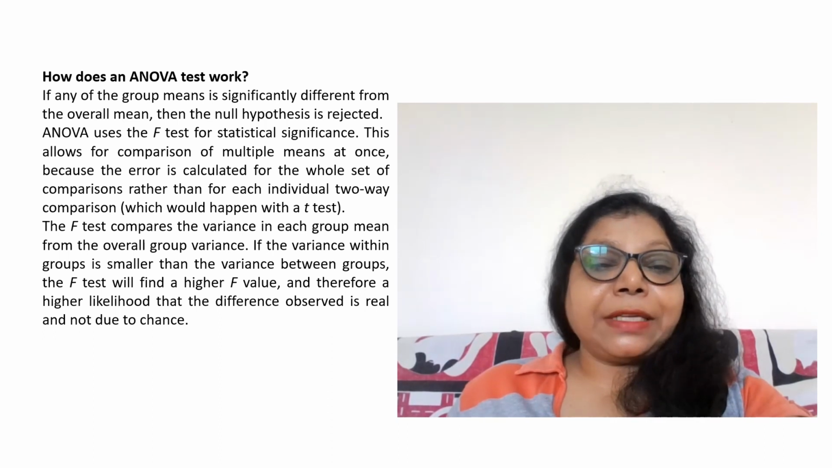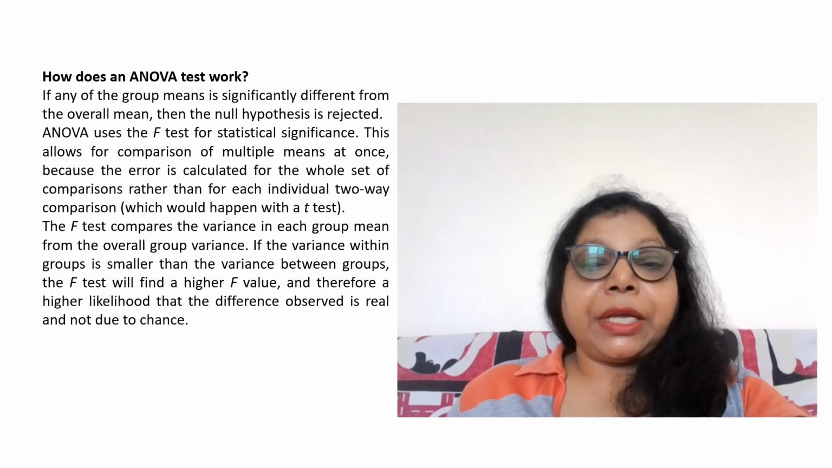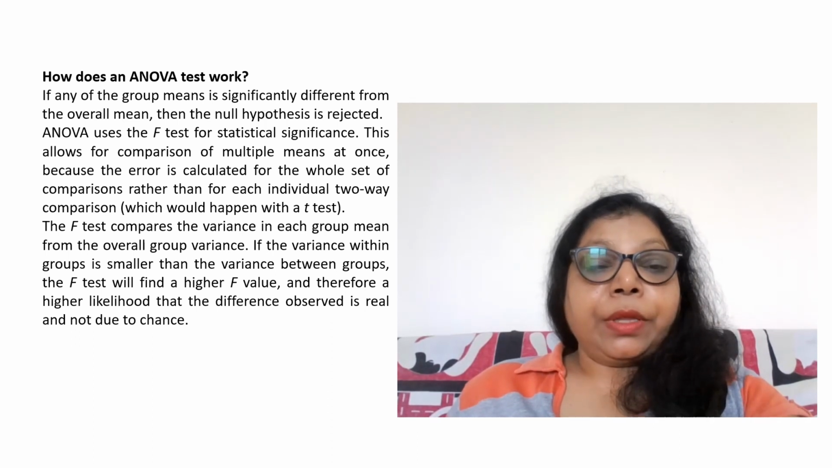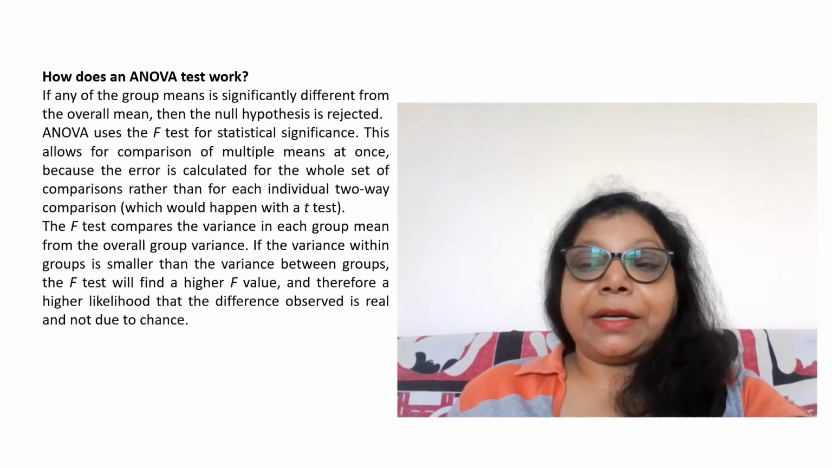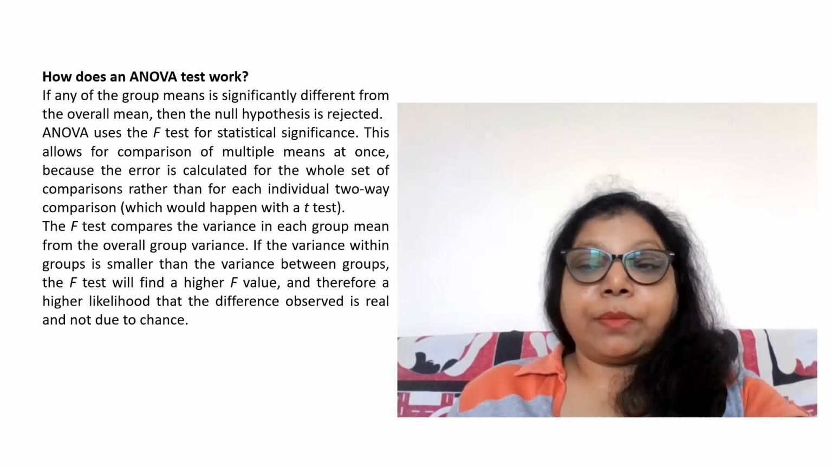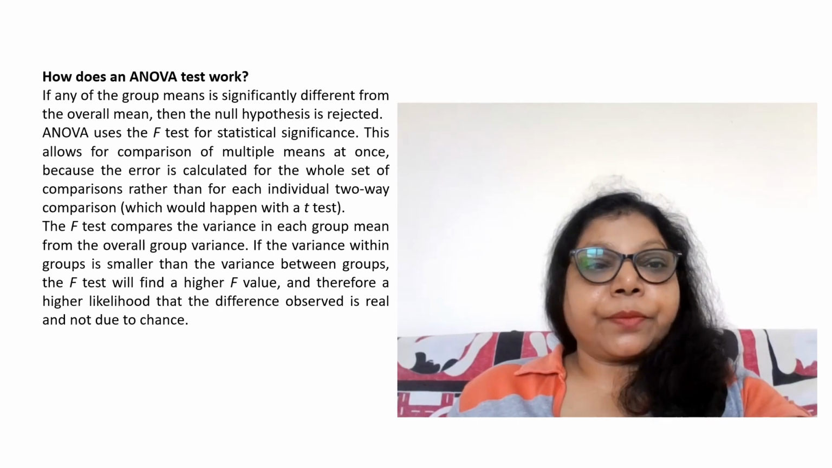The F-test compares the variance in each group mean to the overall group variance. If the variance within the groups is smaller than the variance between the groups, the F-test will find a higher F value and therefore a higher likelihood that the difference observed is real and not due to chance.